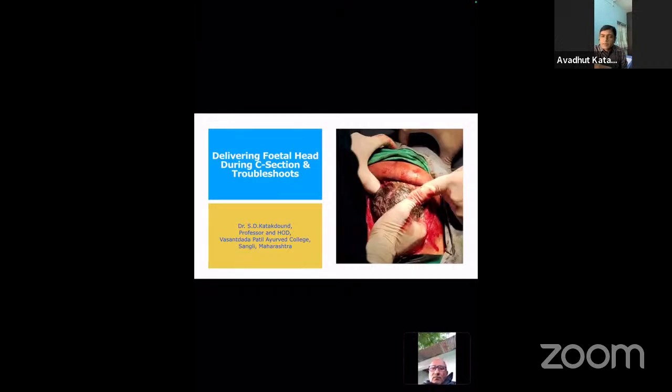I would like to share one experience. I was working in Sawantwadi. I had just joined my lectureship. I went with my anesthetist to one rural hospital, a government rural hospital. There was a lady gynecologist, I am not going to disclose her name. She was going to operate an elective LSCS. She told me she did not need any kind of help.